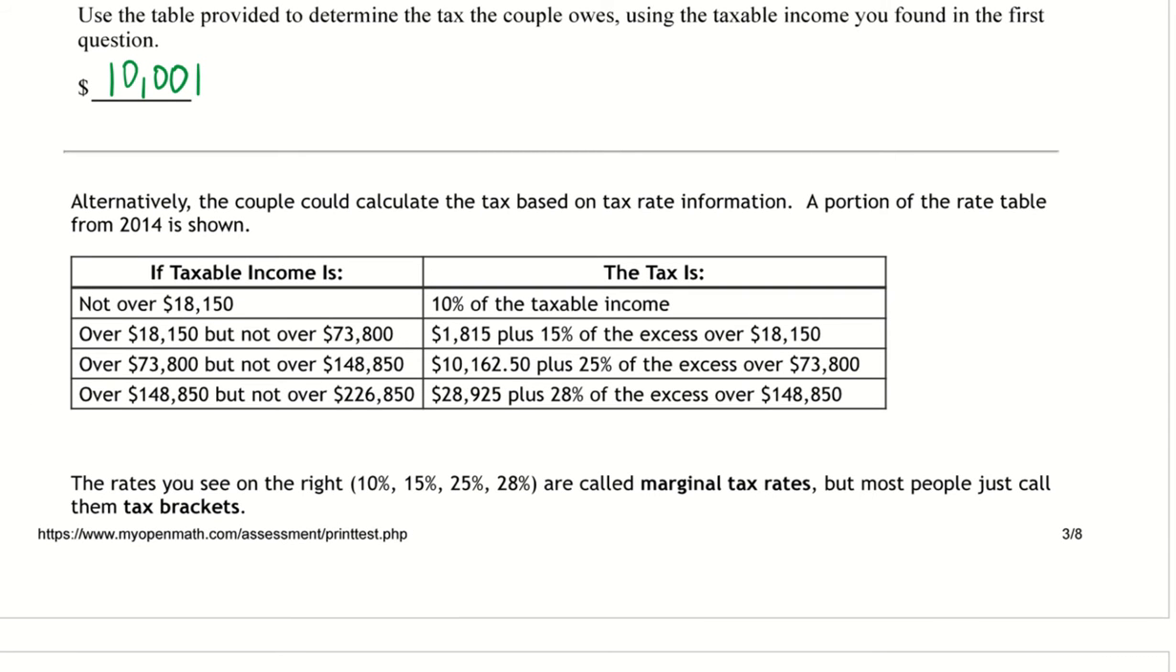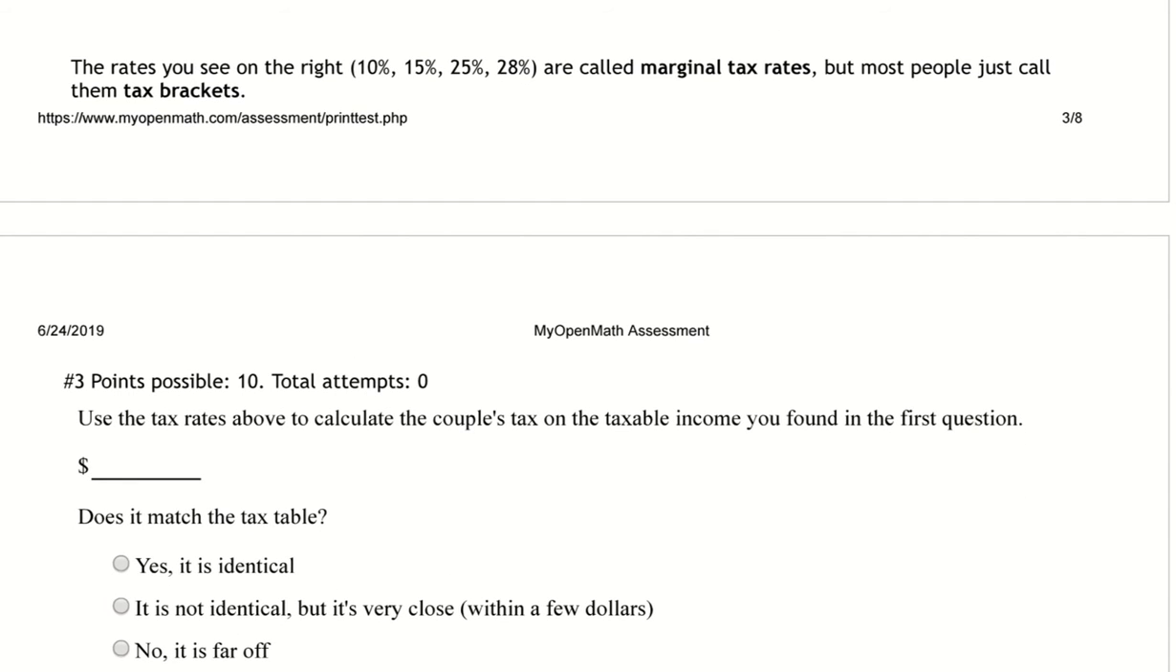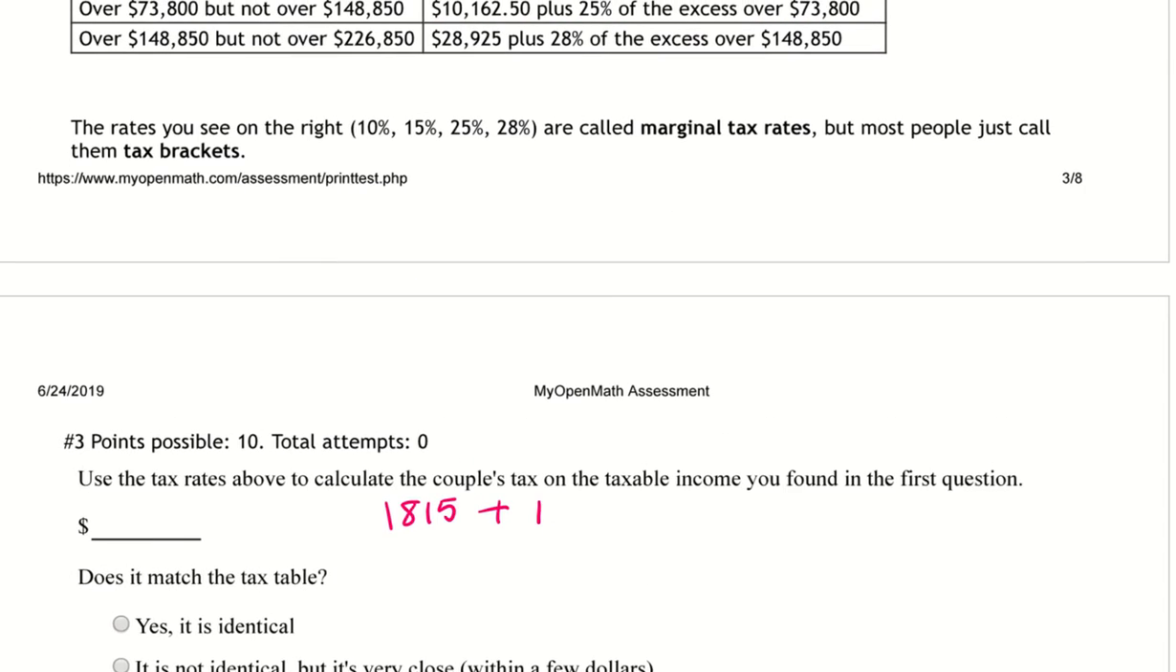The other way is the tax rate information. So you'd find out which tax bracket they belong in. They're below that 73, so they're going to belong in that bracket. You see marginal tax bracket, so every income is charged a different tax rate. These people are going to start with $1,815 plus 15% of their other taxes. So $1,815 plus 15% of whatever else.